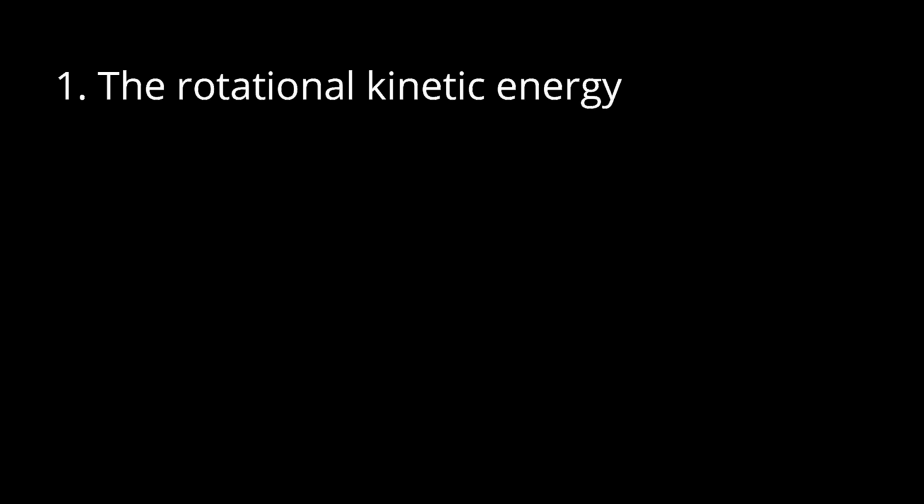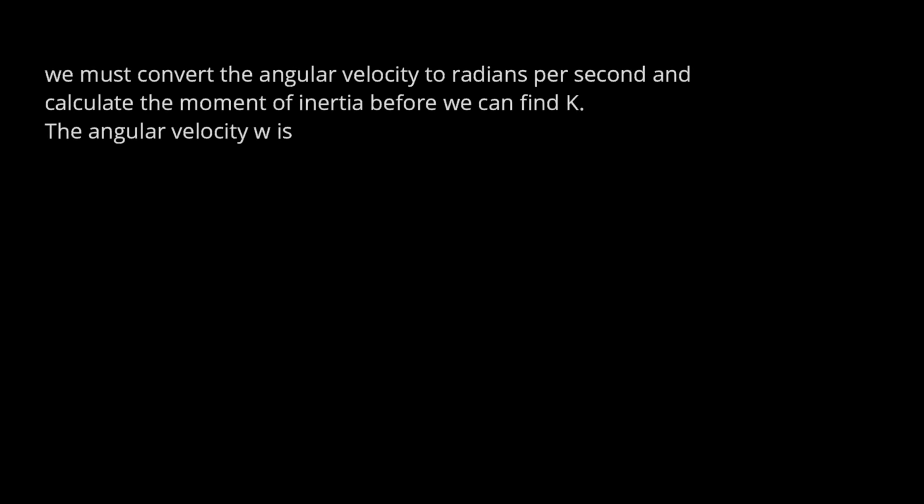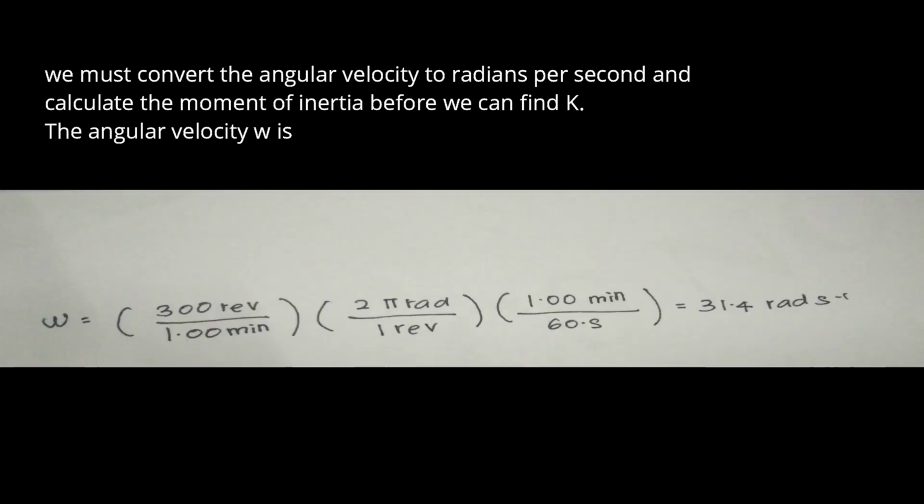kinetic energies. So, the solution for this question: first, the rotational kinetic energy is K = 1/2 I ω². Using this equation, we must convert the angular velocity to radians per second and calculate the moment of inertia before we can find K. The angular velocity is ω = (300 rev/1 min)(2π rad/1 rev)(1 min/60 s) = 31.4 rad/s.